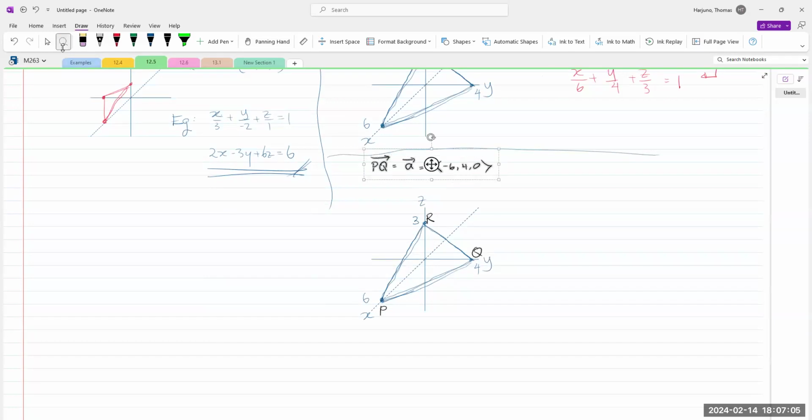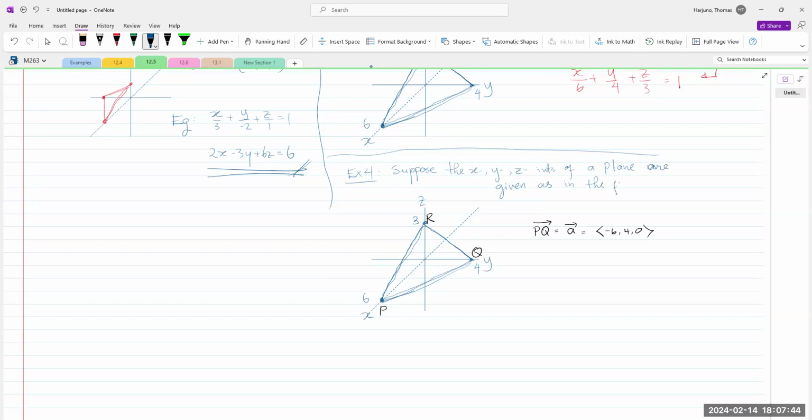Suppose, example 4, suppose the x, y, z intercepts of a plane are given as in the figure. Find the equation of the plane.